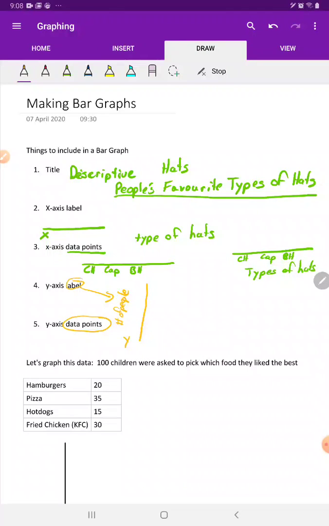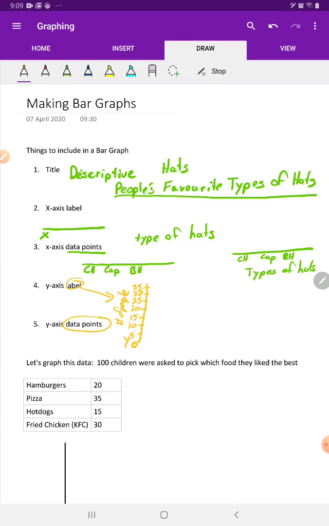And then your data points is your skip count pattern. Remember, it always starts with 0 and then it goes up in whatever increments. So let's say we're using a skip count pattern of 5 for this. So 5, 10, 15, 20, 25, 30, 35, etc. Okay, so all of those things are important. If you are missing any of these, and you can see there's 5 of them, then you're going to lose points on your graphs. If you miss any of these, that's a point that's gone.